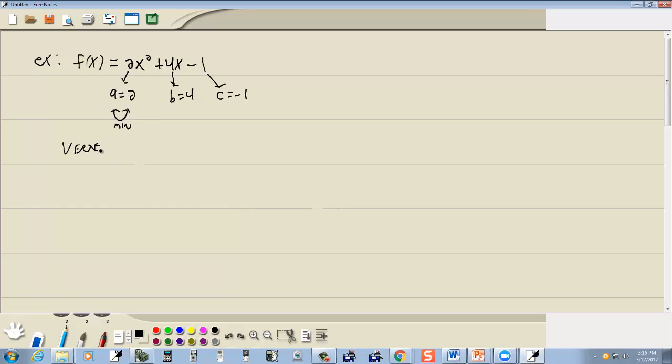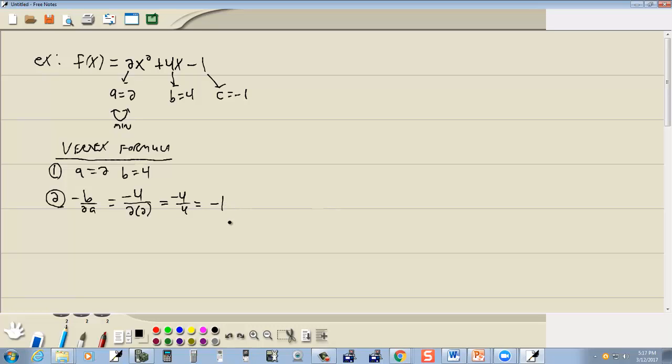Now let's take a look at our vertex formula. Step 1 of the vertex formula, identify A and B. Well, that's easy. It's given. A is 2 and B is 4. Step 2, plug these values into -b over 2a and simplify. So we'll have -4 over 2 times 2. So we got -4 over 4 or -1. Now this is the x part of the vertex. That's the x part of the vertex.